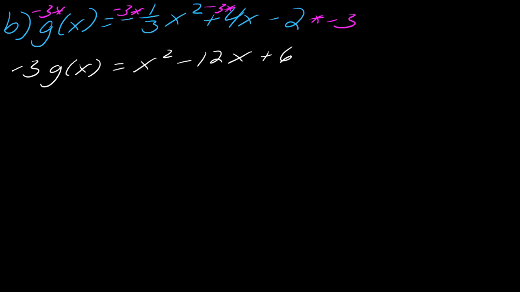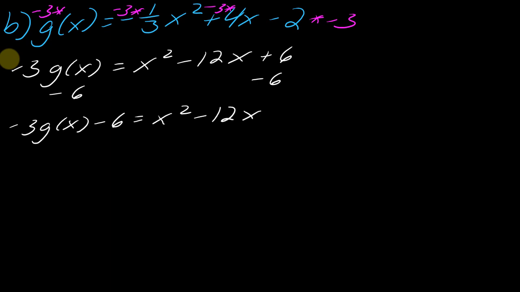So just also make sure this time you flipped all your signs. Okay, so now what I want to do is isolate my x's. So I'll go ahead and subtract the 6 off. So I get -3 times g of x minus 6 equals x squared minus 12x. And now I can go ahead and complete the square.